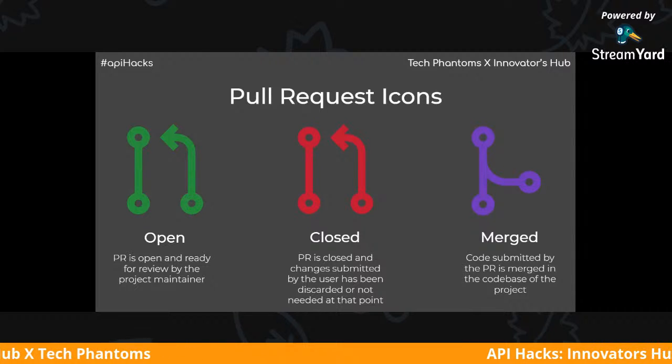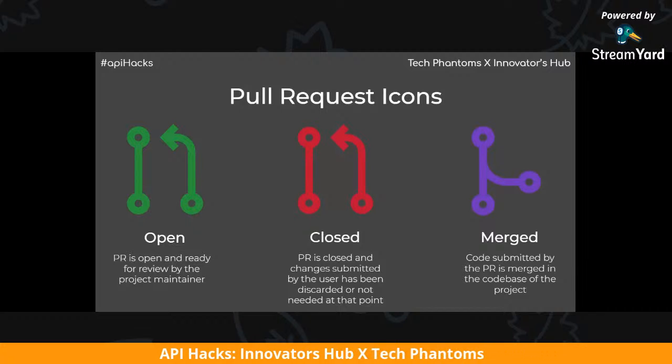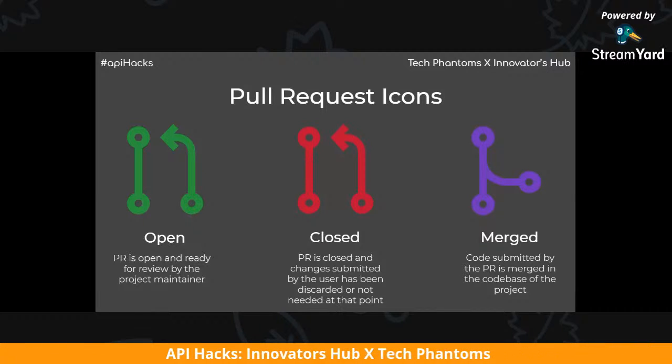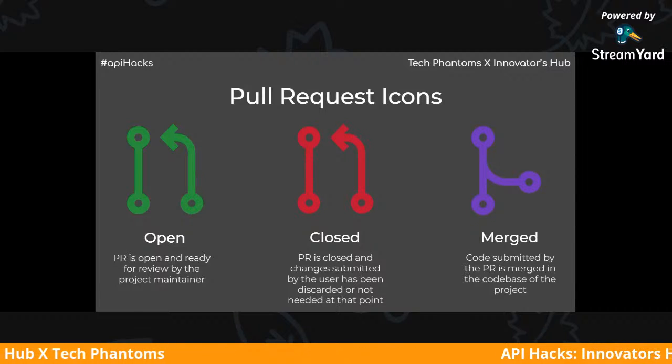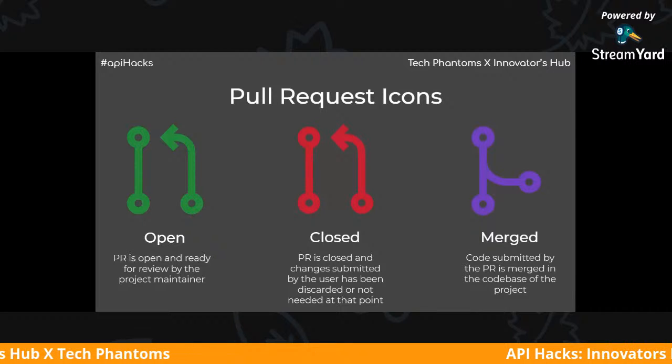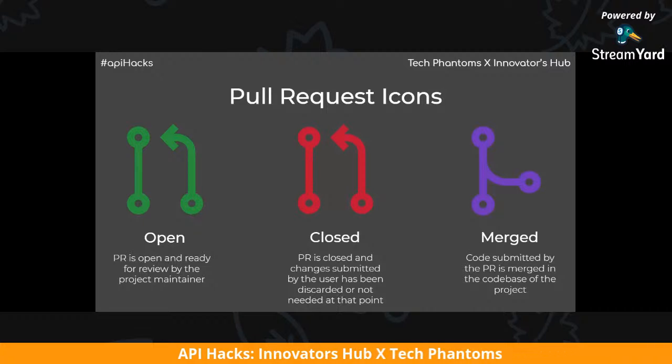The green one represents that the pull request is open and ready to review by the project manager. That means the project manager will review the code, and if it is correct and working fine, he will merge this. Merge means merging it into the code base of the repository. And the red one suggests that it is closed, meaning the pull request is not needed as of now. And merged means, as I told, that the code is submitted, it was needed, so it was merged to the main project repository.